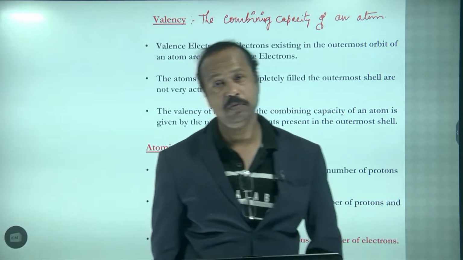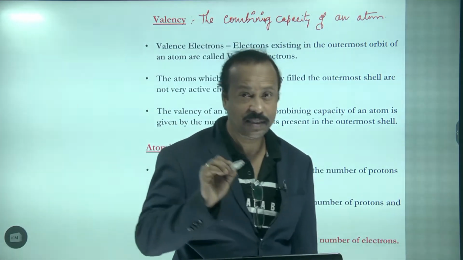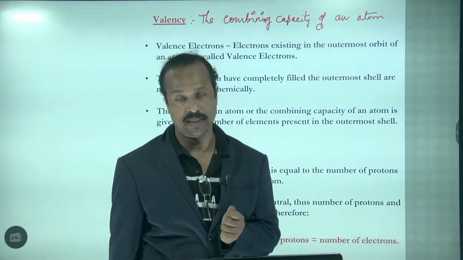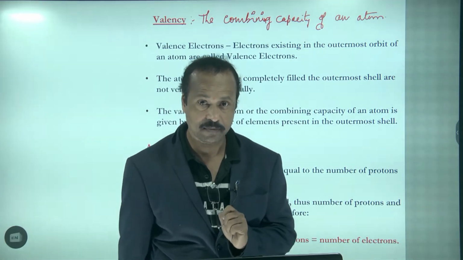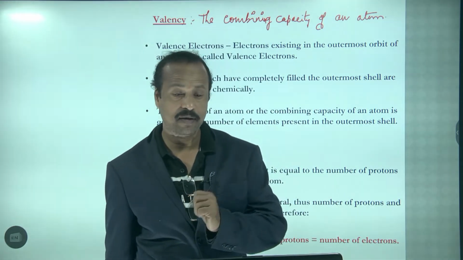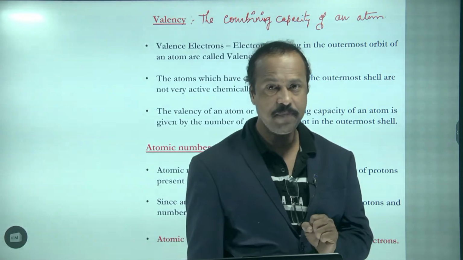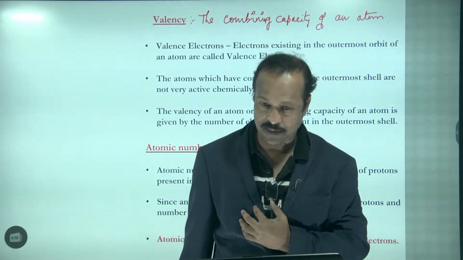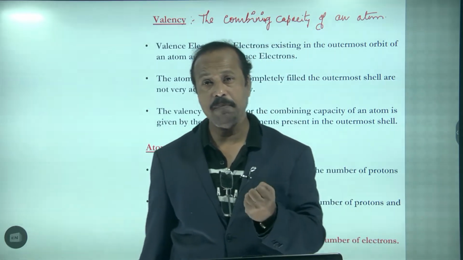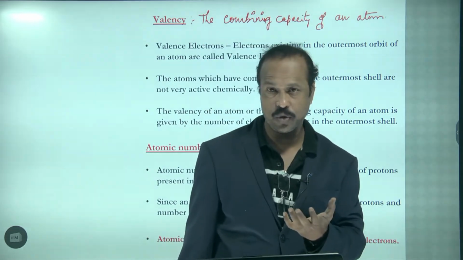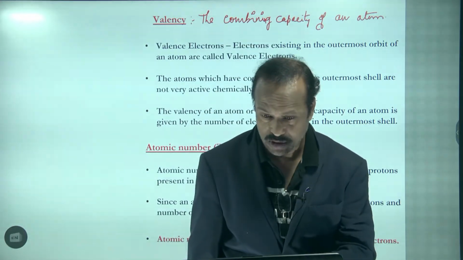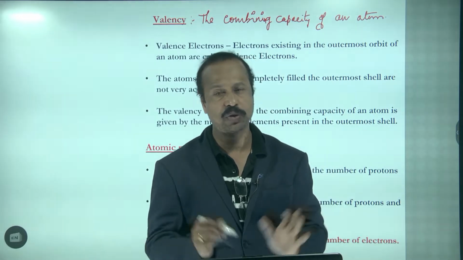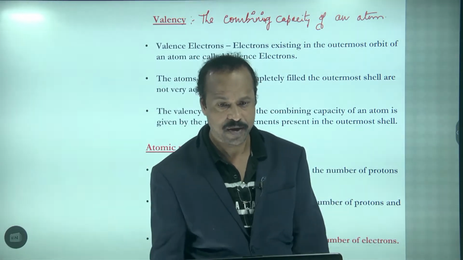Valency can also be defined as the capacity of an atom to combine with a number of hydrogen atoms. That is also called valency. Or the capacity of an atom to combine with oxygen atoms, that is also called valency. Here the simple definition is that the combining capacity of an atom is called valency. Or you can say that the number of electrons that an atom can lose or gain to attain stability is also called valency. So you can give a number of definitions for valency.